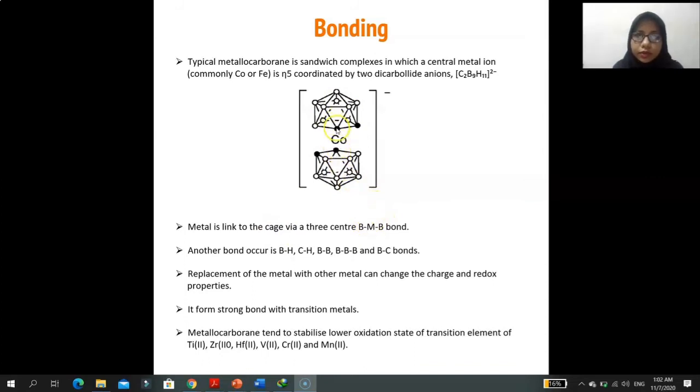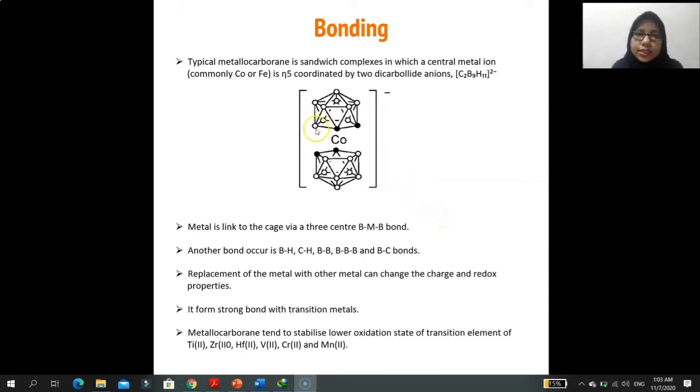Another bond that occurs in this structure is boron and hydrogen, because we have 11 hydrogens in each cage. So boron with hydrogen, carbon with hydrogen, boron with boron, like this one, the three borons that connect to each other, and boron with carbon.